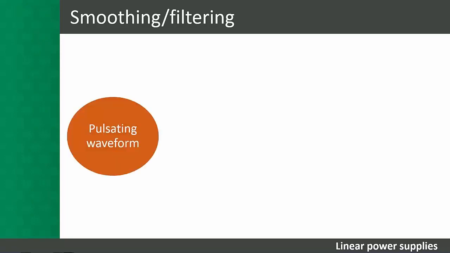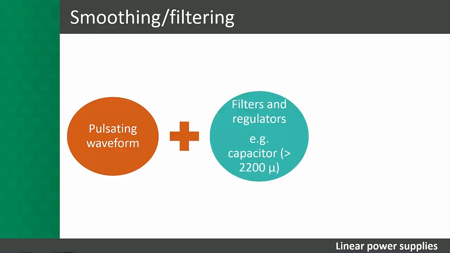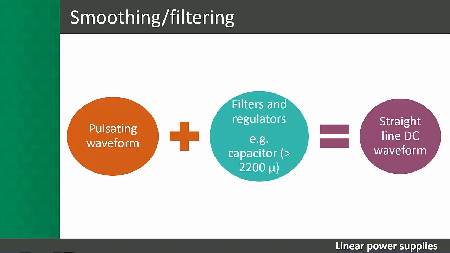This is not ideal because in order to power equipment, the power source needs to be as stable as possible, as it would be if you were using a battery. In order to get a straight line waveform, filters and regulators must be added to the circuit. The simplest filter that can be added across the load is an electrolytic or polarized capacitor, usually in the range of about 2,200 microfarads or higher. This will give us the required waveform but with a small ripple, which is acceptable for most applications. Using a capacitor in this way is known as smoothing or filtering.